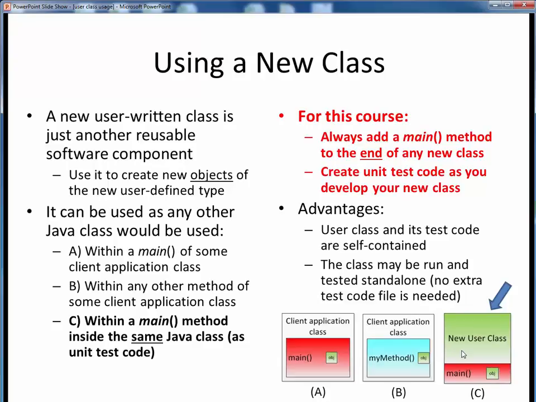I've found there are some distinct advantages to this approach. All the class code and all its test code are self-contained in one file. There's no extra test code file needed, and we can gradually add lines of test code to our main as we implement new features, so that we can build a little, test a little.